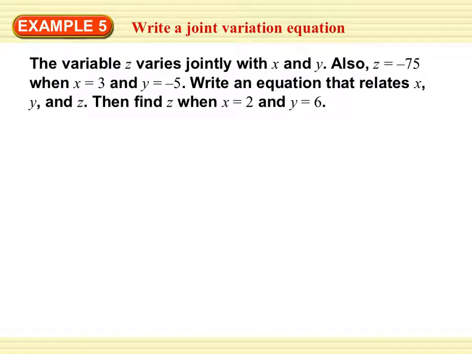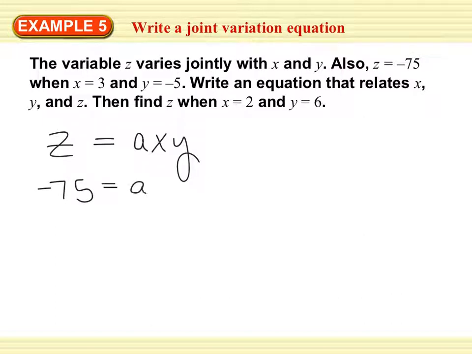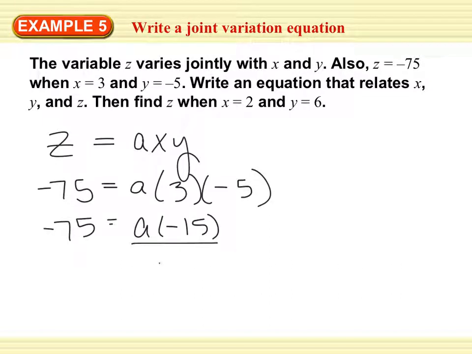So if we look at our first example, the variable Z varies jointly with X and Y with a constant A. Also, Z equals negative 75 when X equals 3 and Y equals negative 5. Write an equation that relates X, Y, and Z. So here we have A times negative 15. If I divide both sides by negative 15, I get A equals positive 3.